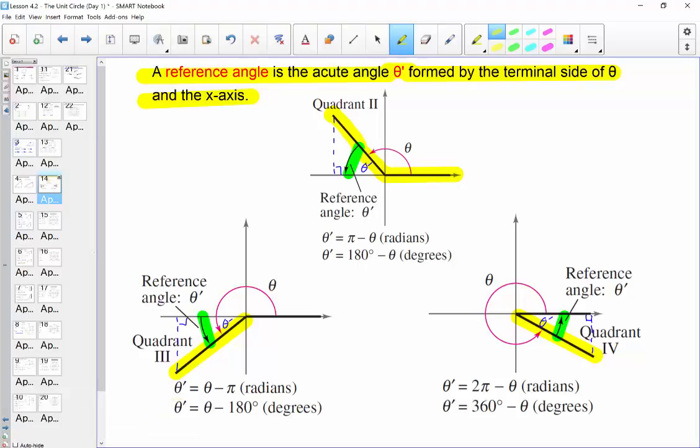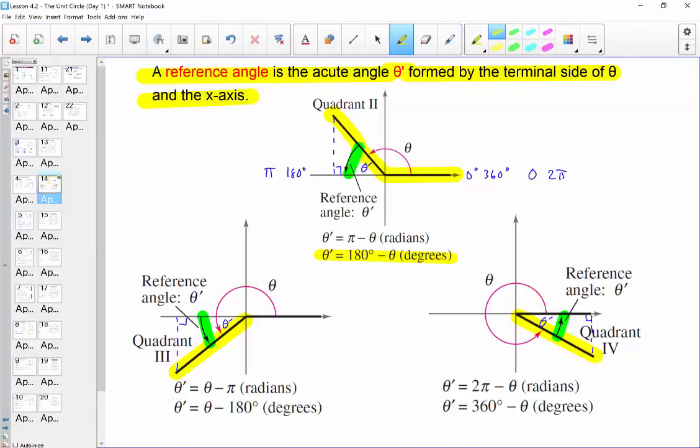So in quadrant 2, theta prime is 180 degrees, which is on the x-axis, minus theta. Remember that our x-axis is either 0 degrees or 360 degrees if we go one revolution around, or if we're using radians, it's going to be 0 radians or 2 pi radians. On the negative axis, we're going to have 180 degrees if using degrees, or pi if we're using radians.